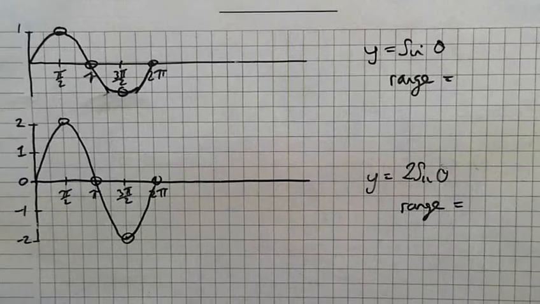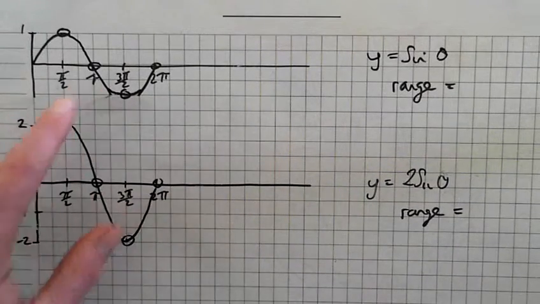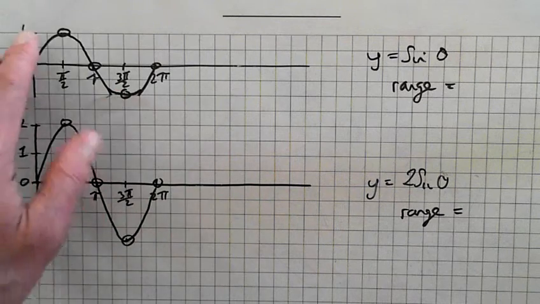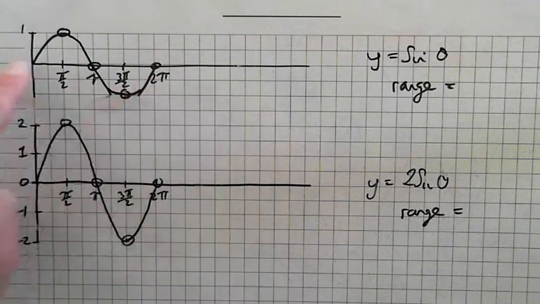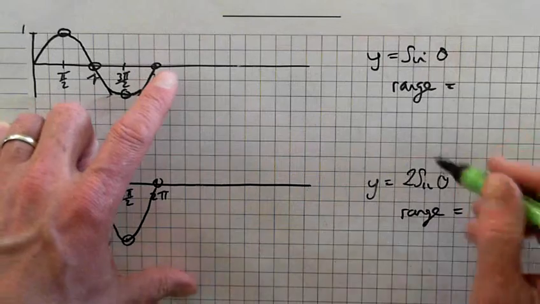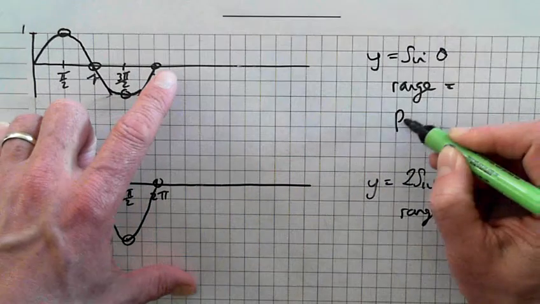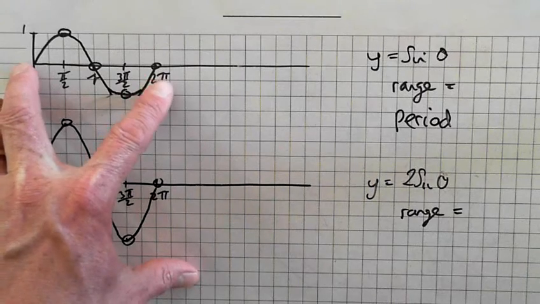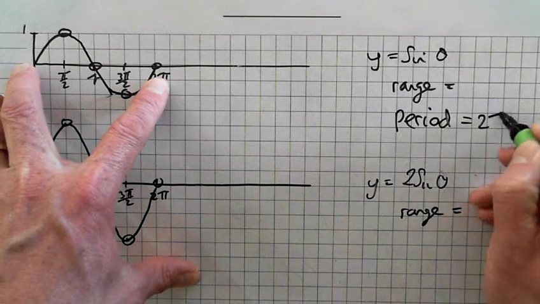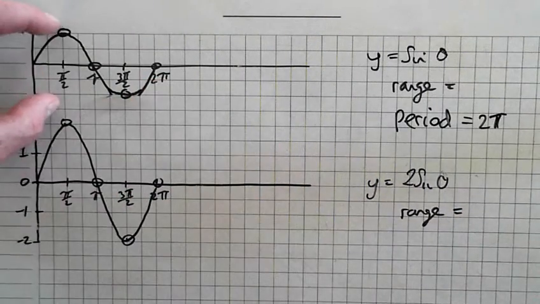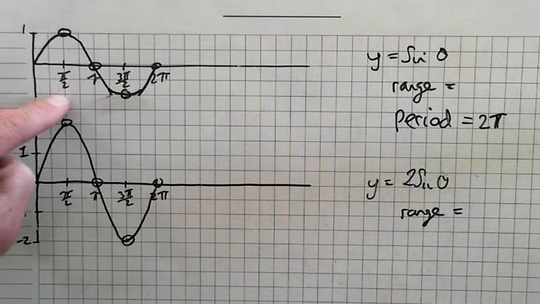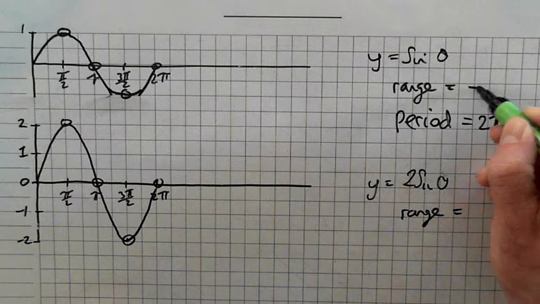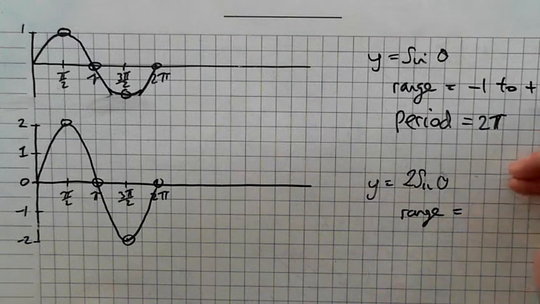Right, so here again is y is equal to sine theta, starting again. So what's the length of it? The period, I'll have range written down there. The period we wrote down before. What's the period? The period is the length of the wavelength. Now what's the range? It goes from -1 to +1. So the range is -1 to +1.